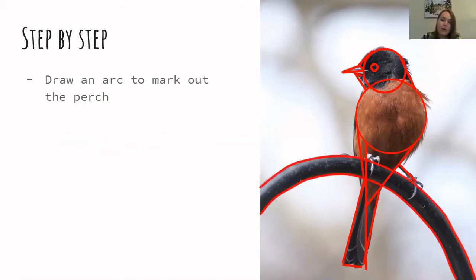Next, we're going to add in the arc to mark out where the perch is. Okay. All right. So this is basically what you should have so far.